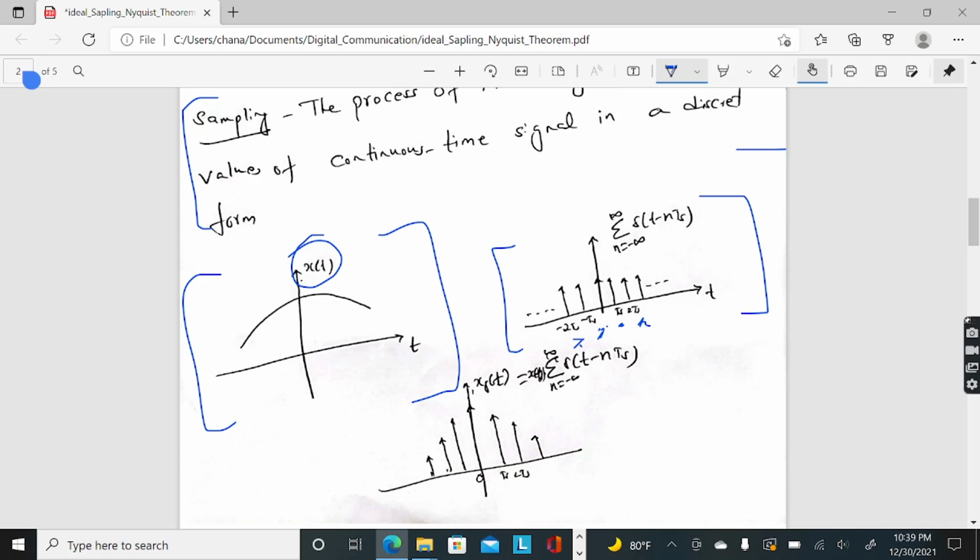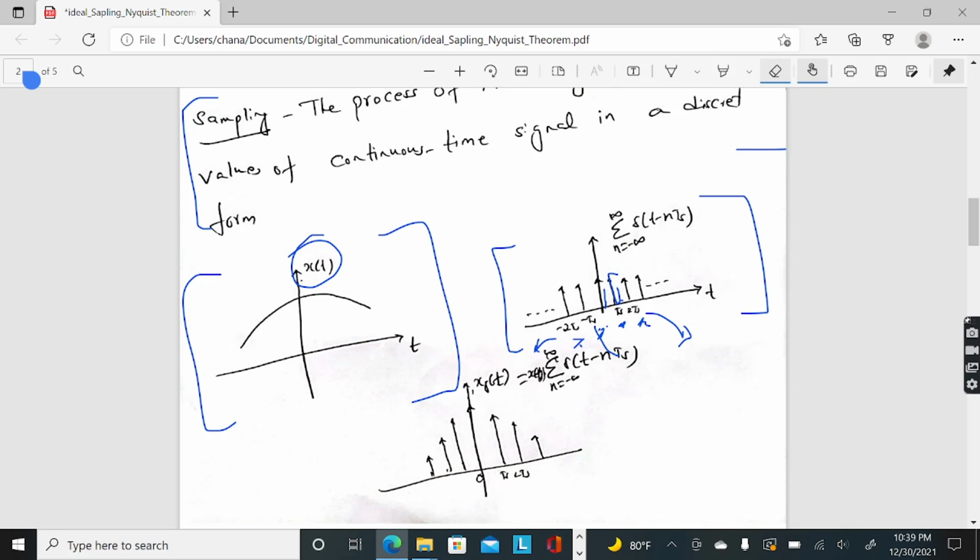We all know an impulse at t equal to 0 is represented as del of t, as we discussed just now. An impulse at t equal to ts would be represented as del of t minus ts. As we know, when I subtract a constant from the independent variable of a function, the function right shifts by that constant value. Similarly, at minus ts, this would be del of t plus ts. At 2 ts, the impulse would be del of t minus 2 ts. Similarly, at minus 2 ts, the impulse would be del of t plus 2 ts, and so on.